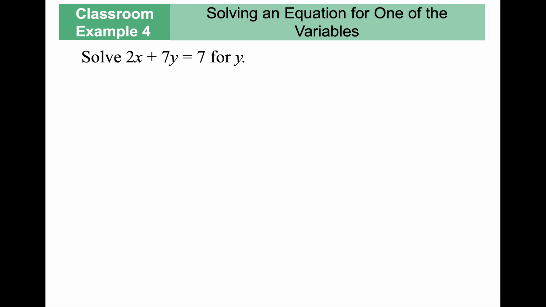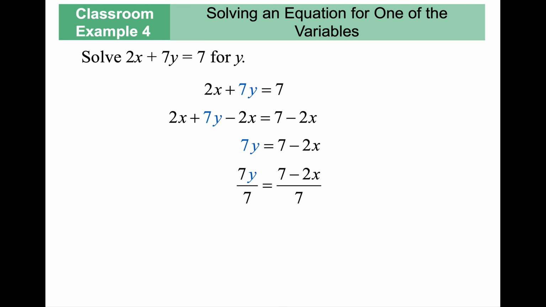Now let's look at this one. Solve 2x plus 7y equals 7 for y. So my first step is I want to get 7y alone, and I will do that by doing the opposite of 2x, which would be subtracting 2x. It's subtracting because 2x is positive. So now I have 7y equals 7 minus 2x. I want to get that y alone, so 7y is 7 times y, so I will divide both sides by 7 to get y equals that simplified statement.